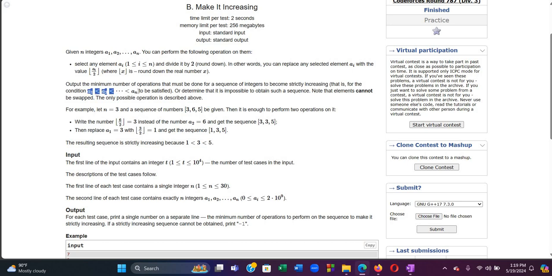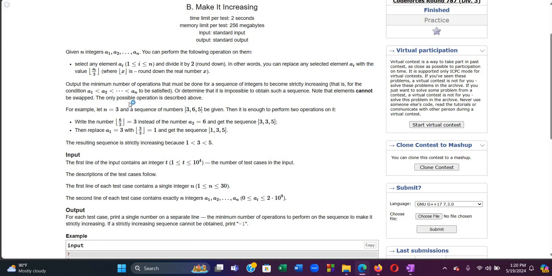Well, what it means is that any element should be greater than its previous one, not equal. So strictly increasing. And so now, what is the minimum?